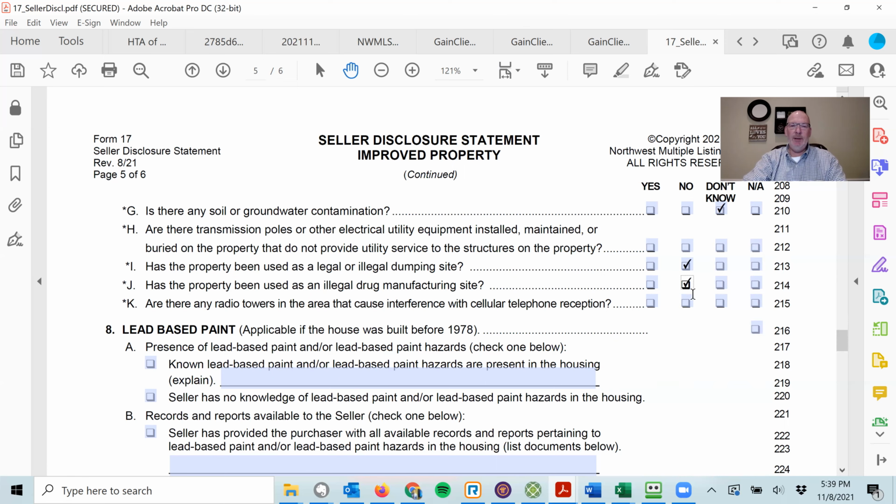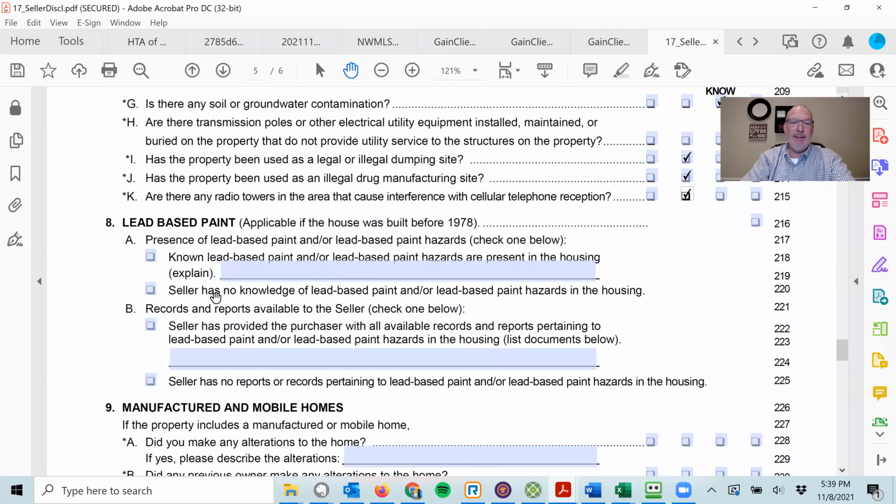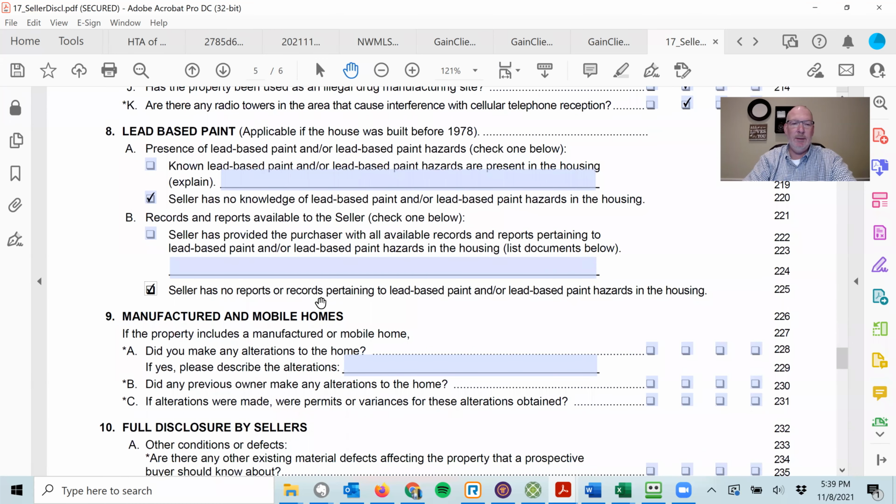Are there any radio towers in the area that cause interference with cell reception? That's the only question that's referring to not on the property. The towers can be in proximity to the property, but if they affect the use of a cell phone on the property, then that's what they're asking them, right? But usually it's no. Properties built before 1978, seller typically going to say, I have no knowledge and I have no reports. If it's not built before 78, then you leave those blank. It's not applicable, right?